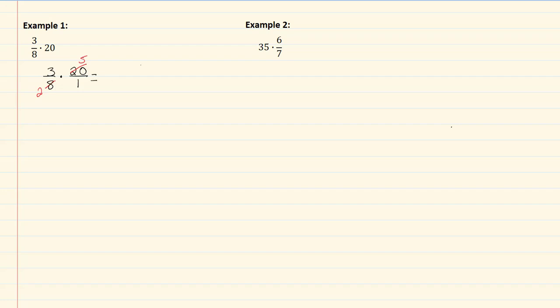I have 3 times 5, which would be 15, and 2 times 1, which would be 2. I double check my answer to make sure I have no common factors here, and I don't, so this is my answer.